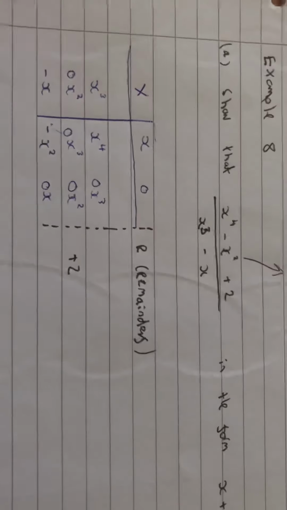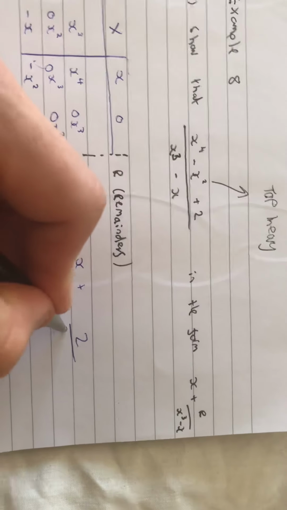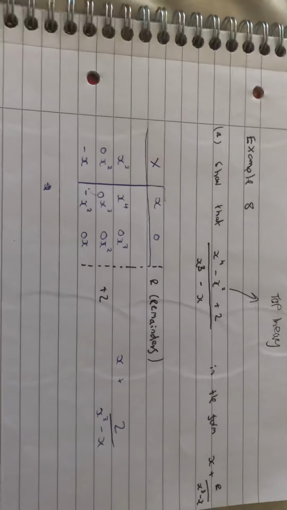So my final answer, putting it in this form, is fairly simple actually for this question. My answer is just going to be x plus 2 over x cubed minus x. Okay, so that's part A. Part B wants us to write it into partial fractions.